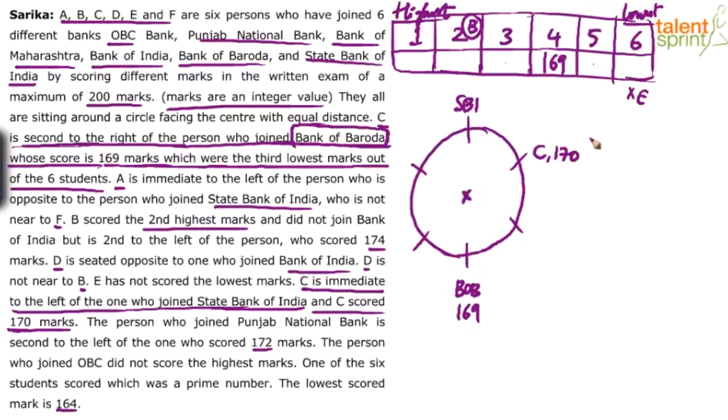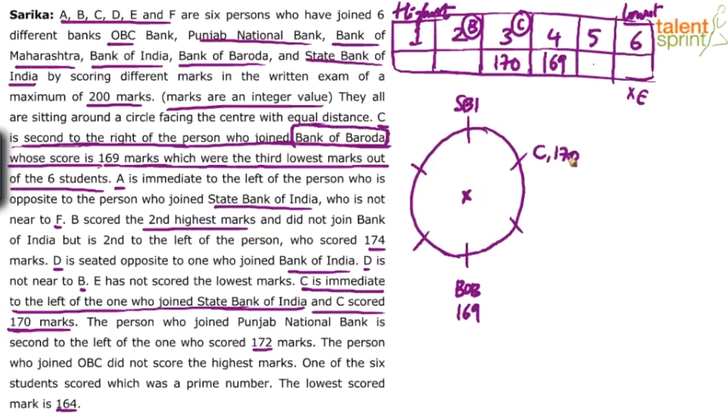Now where will 170 come? I am sure 170 will be the third highest here. Because we know that marks are all integer values. So after 169, the next score can only be 170. It cannot be anything between 169 and 170. So we can put 170 here, which is for C. C scored the third highest marks. There cannot be 169.5 or 169.2 as a score there, right? All the marks are integers. So we have got two more data points here, SBI and 170.